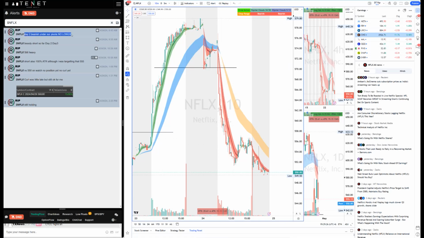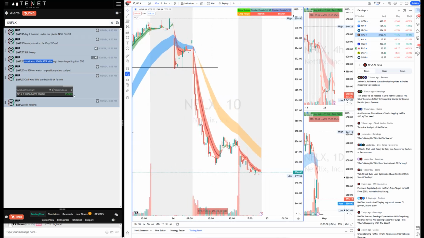So I told everybody it's bearish, no longs, short for a day 2, day 3, still heavy, and it met 100% ATR. 550 was kind of the target, but it started bouncing from 550.